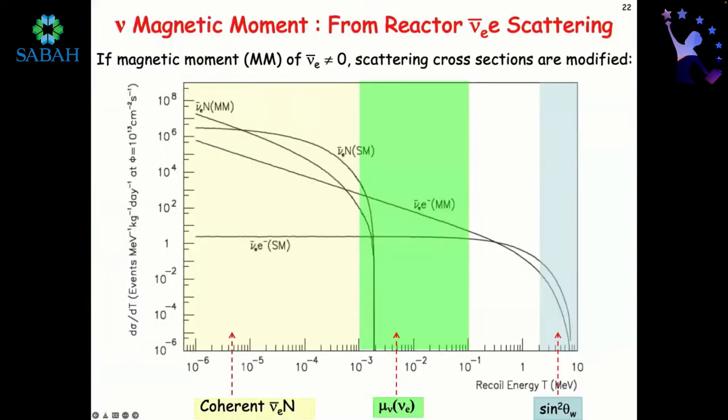And in the last couple of minutes, let me wrap up my talk by briefly talking about another property of the neutrino that we can probe using antineutrinos coming from the reactor. In this case, what we want to do is to see whether the neutrino has a magnetic moment or not. Now this can be done by studying the incoming antineutrino colliding with the atomic electron inside the target.